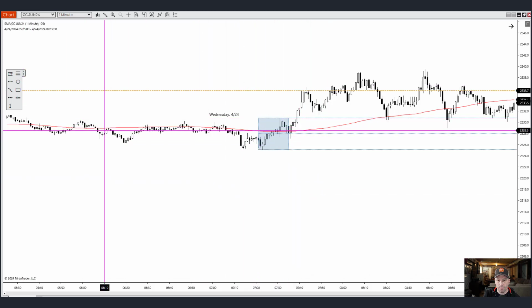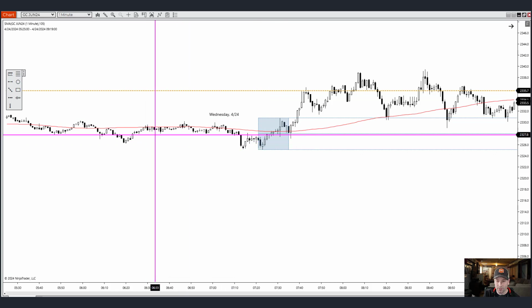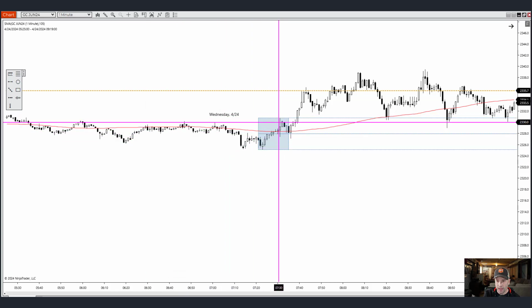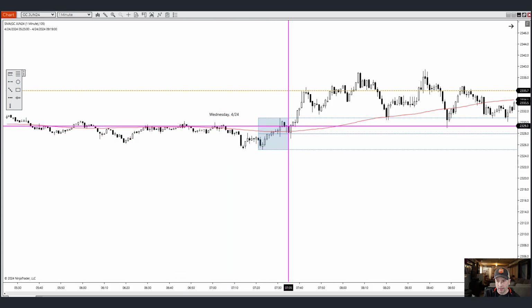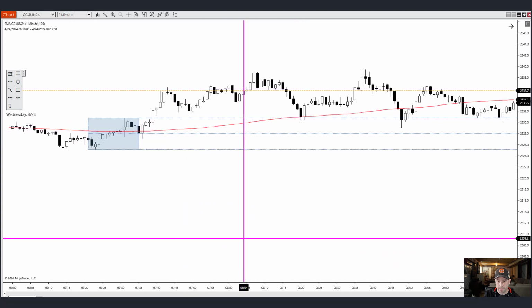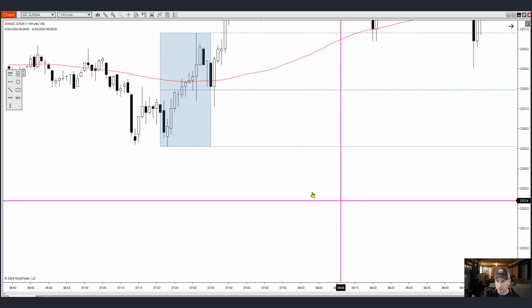This one, we come up, the red line's telling us there's no real trend. We're just kind of going sideways. We have a news candle here. We come back down.